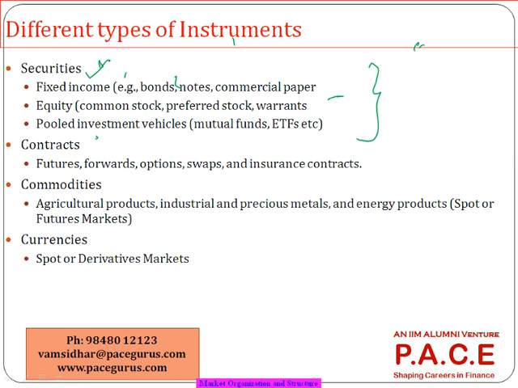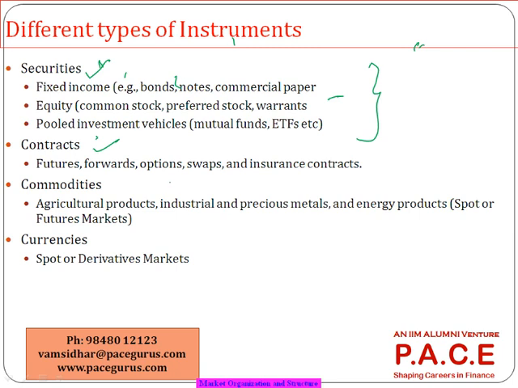Then we use a name called contracts, especially for derivatives and insurance. All the derivative products like forwards, futures, swaps, and options, we call them contracts. They are not securities. We call them contracts because they are merely agreements, agreements for buying and selling something in future at a price decided today. Insurance is also more like a contract. So we don't call them securities, we call them contracts.